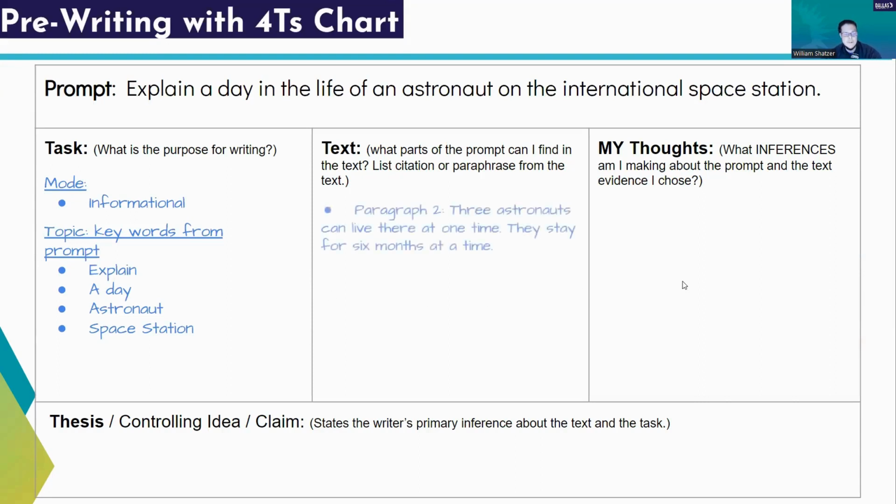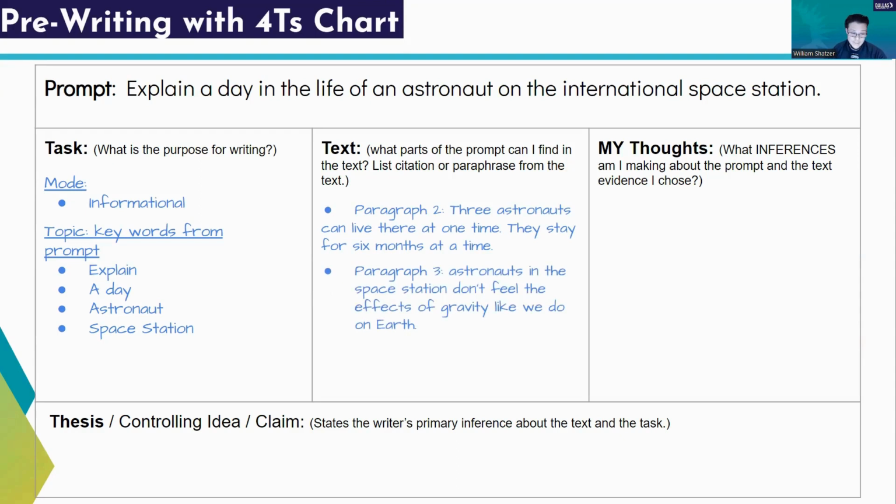The next thing we're going to be looking at is the text evidence, of course. So here we're going to provide text evidence. Our students are going to provide the text evidence that they find that is relatable to the writing prompt. Paragraph 2: 3 astronauts can live there at one time. They stay for 6 months at a time. So this is telling us how long astronauts stay on the International Space Station and how many there are.